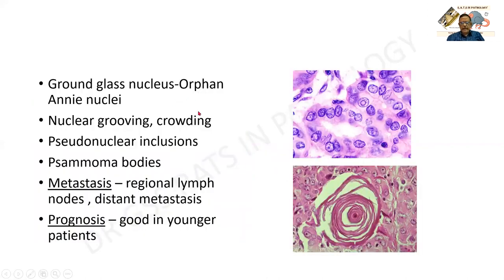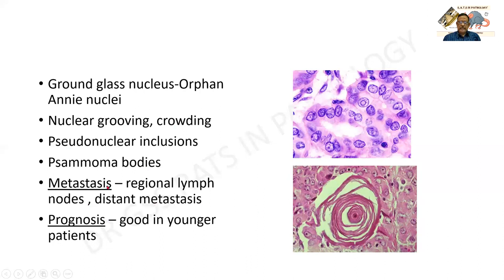Apart from that, there can be a ground glass appearance of the nucleus, Orphan Annie nucleus. There can be a nuclear grooving. Look at the nucleus over here. It has got somewhat a coffee bean like appearance. A nuclear grooving can be there, and sometimes this is not a nucleolus, it is an inclusion within the nucleus, which we call as pseudonuclear inclusions. Psammoma bodies. In the papillary processes, there can be concentric depositions of calcium, an example of a metastatic calcification. This is called a psammoma body.